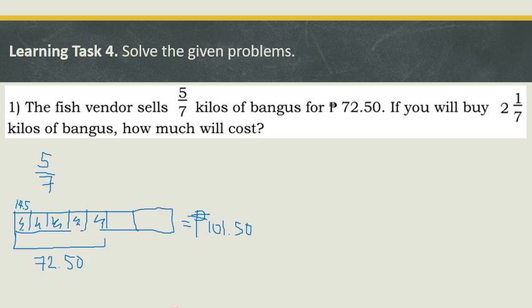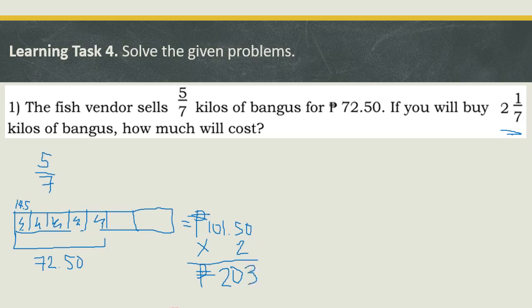Okay, kung 101 pesos and 50 centavos ang isa, ang bibilhin daw ay 2 and 1/7 kilos. So, ang 2 kilo, so times 2 natin to, so 101.50 times 2 is 203 pesos. So, ito yung 2 kilo. 2 kilo po ito. Eh, ang bibili niya ay 2 kilo and 1/7.